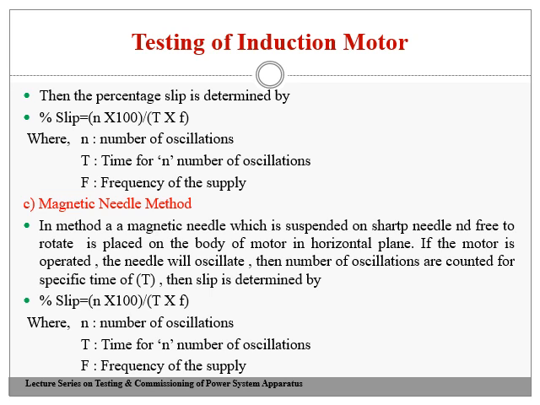The third method is the magnetic needle method. It is similar to the way in which the second method was conducted. In this case, we take a magnetic needle, suspend it on a sharp needle so it is free to rotate, and place it on the induction motor body in the horizontal plane. Then the motor is started.